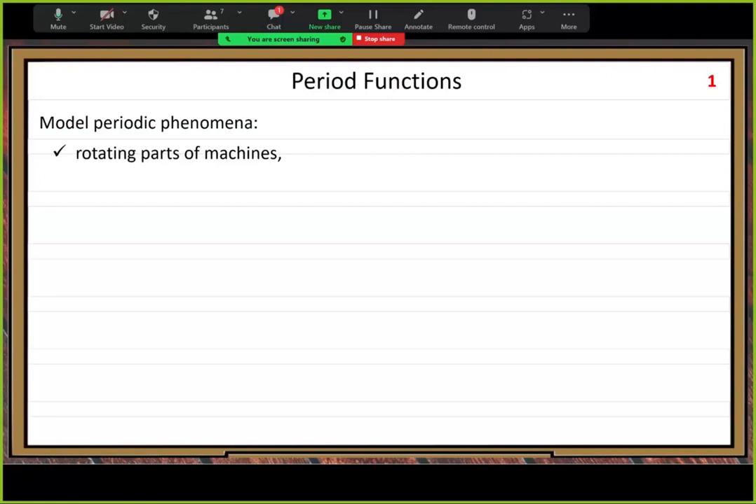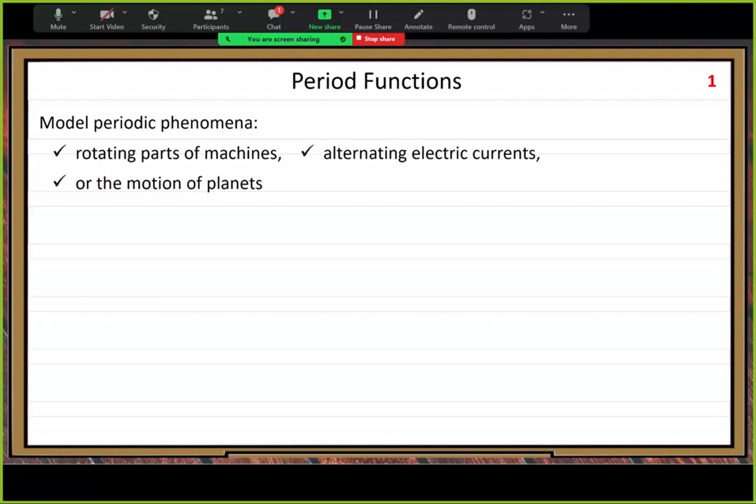Rotating parts of machines. Alternating electric currents, so DC and AC, right? Or the motion of planets: Sun, Earth. Period. So you can see so many periodic phenomena.